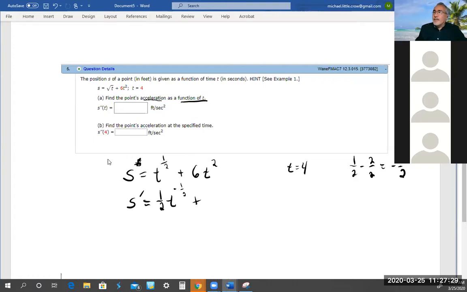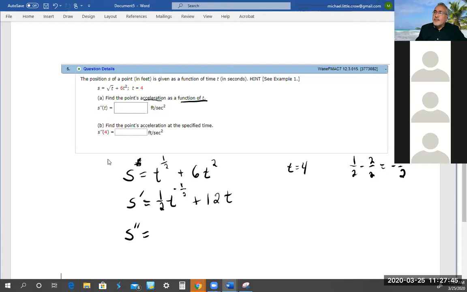This part, when we take its derivative, 2 times 6 is 12 t to the first power. So that's the first derivative. This is the velocity or speed. Velocity is actually directed speed. So to get the acceleration, we take the second one, and this is what it's asking for.